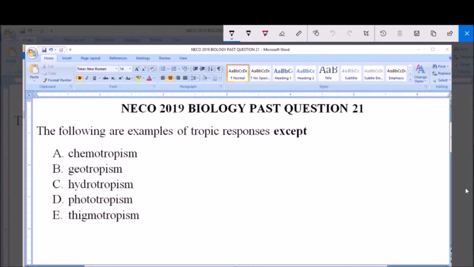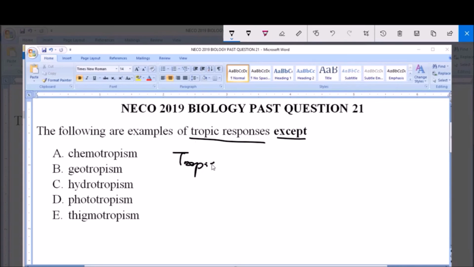I will be answering NECO 2019 Biology Past Question 21. The following are examples of tropic responses except: A. Chemotropism, B. Geotropism, C. Hydrotropism, D. Phototropism, and E. Thigmotropism. So we are asked what? For the examples of tropic responses except.